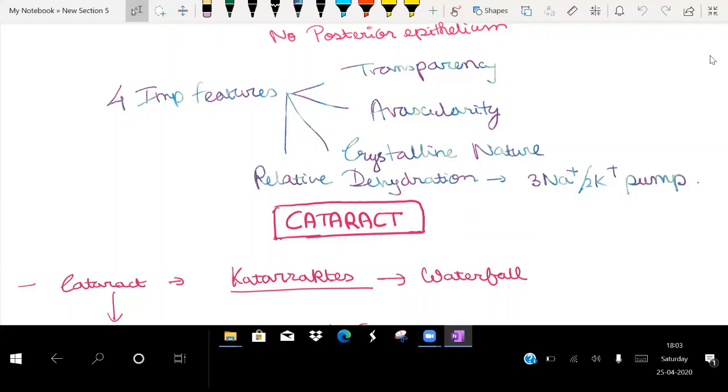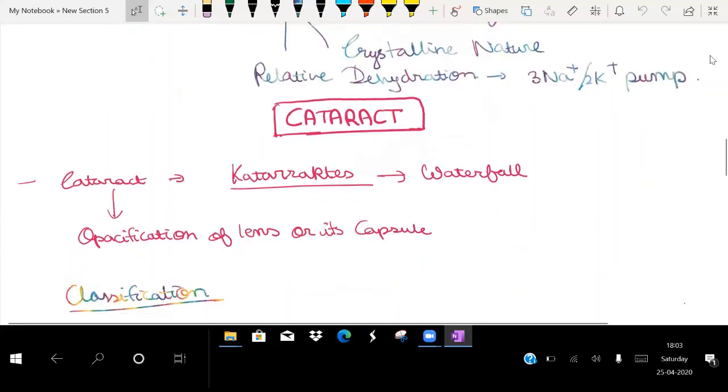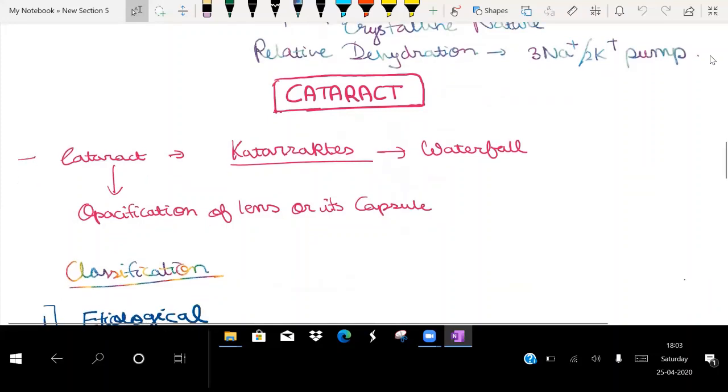Now moving on to the topic of today, which is the cataract. A cataract is actually a Greek word. It is derived from a Greek word called cataractes, which means waterfall. Waterfall means water. So here we refer to something called overhydration. Now, when there is a defect in the pump or due to some other contributing factors, there will be overhydration in the lens, so more water in the lens, leading to opacification of the lens and its capsule. Now, this opacification is known as the cataract.